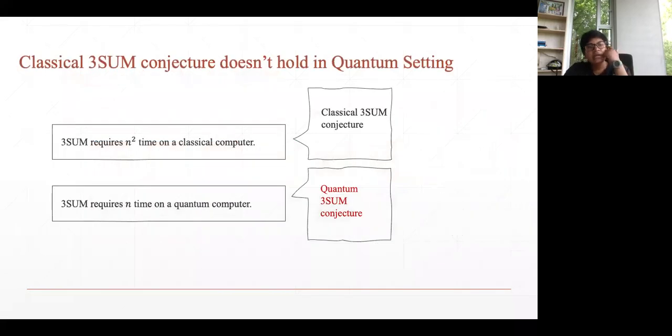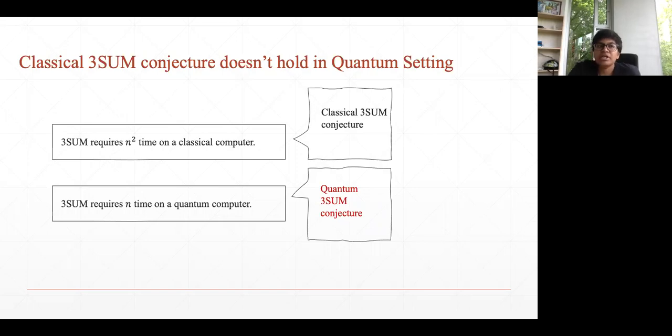And then it was natural for us to conjecture, okay, 3SUM requires n squared classically, like this was already known, the classical conjecture. We conjectured in the quantum setting that 3SUM requires n time on a quantum computer. A similar conjecture was also given in a paper by Ambainis and Larka, but they informally mentioned the conjecture.